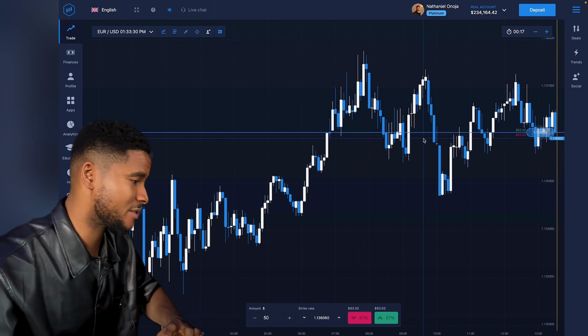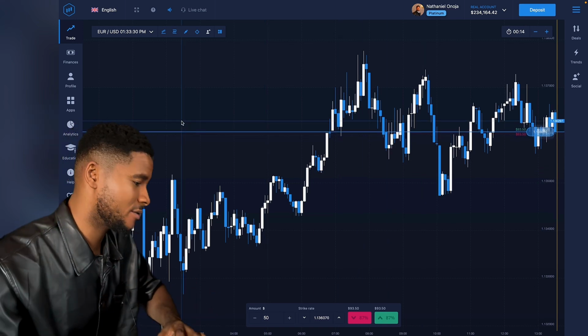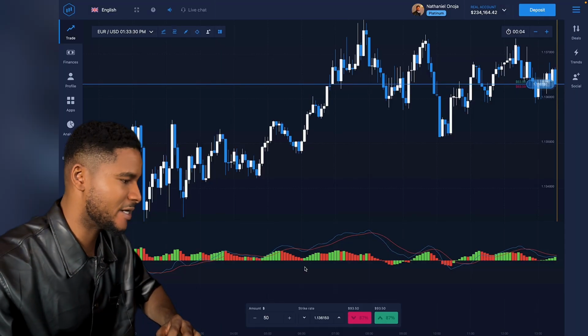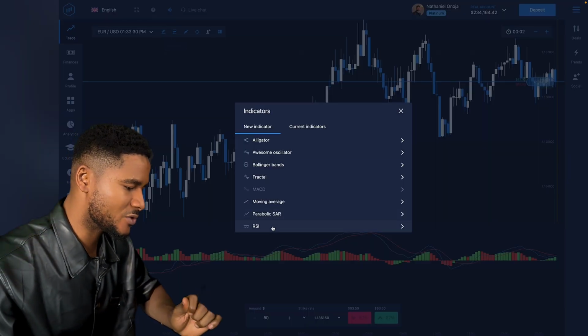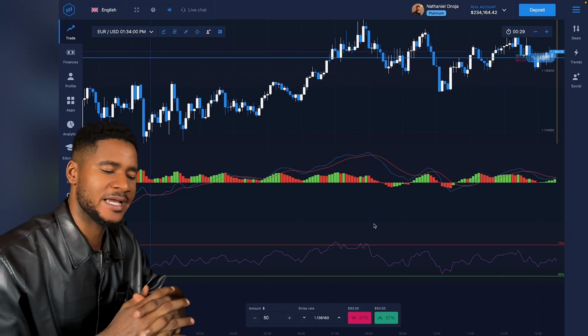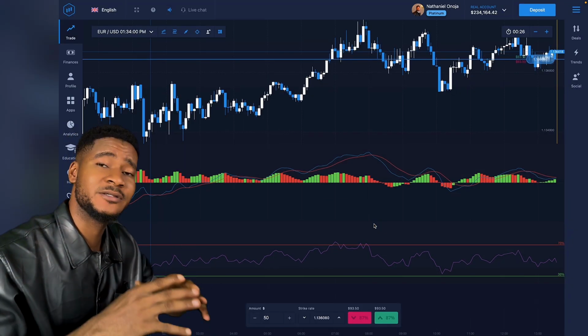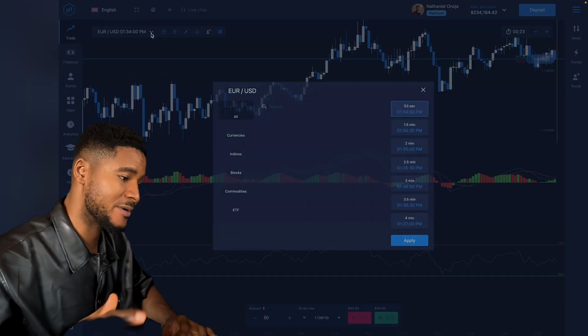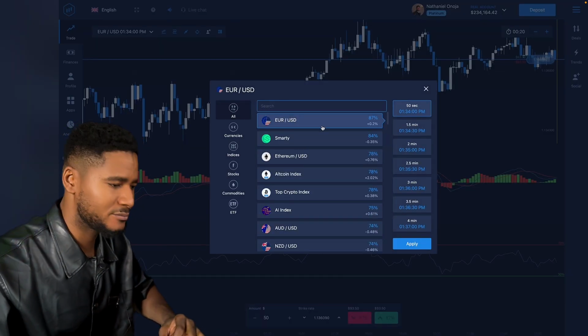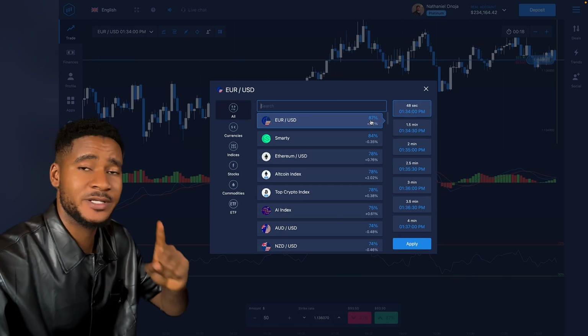Okay, this is the interface on PC. And my personal strategy is to add 2 indicators. This right here is the MACD indicator. Then I'm going to add the RSI indicator. As you can see, I didn't change anything. I left everything the way they are. I'm talking about the data. So we are trading euro dollar, and this is how much I'm going to make if I win 1 trade.